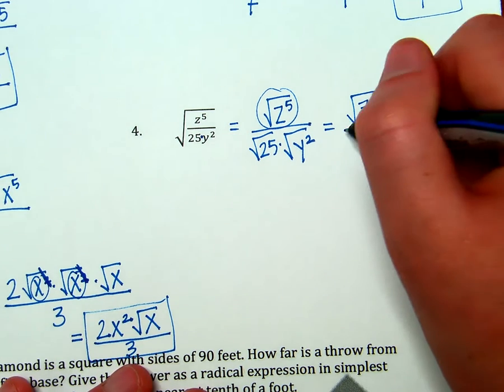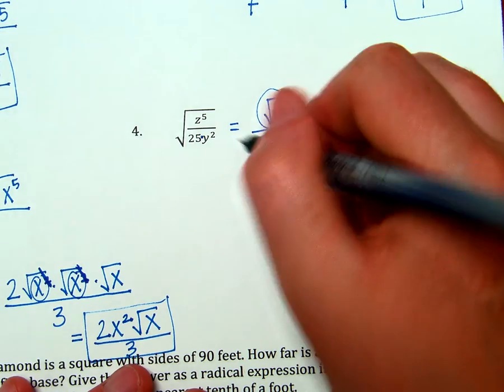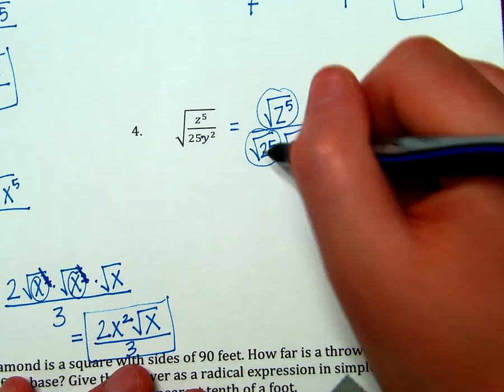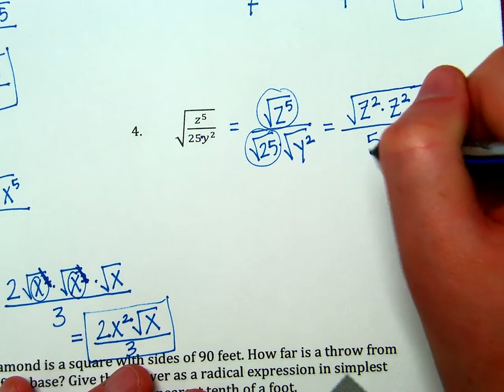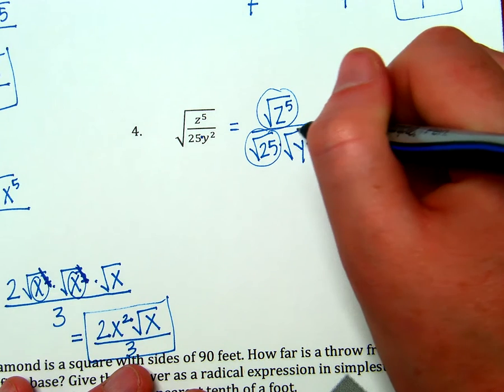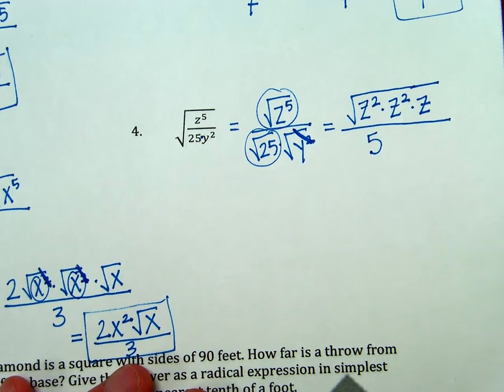In the bottom, the square root of 25 is pretty. The square root of 25 is 5. And here I have a squared and a square root. I can just cancel those out right now. So I'll have 5y sitting in the bottom there.